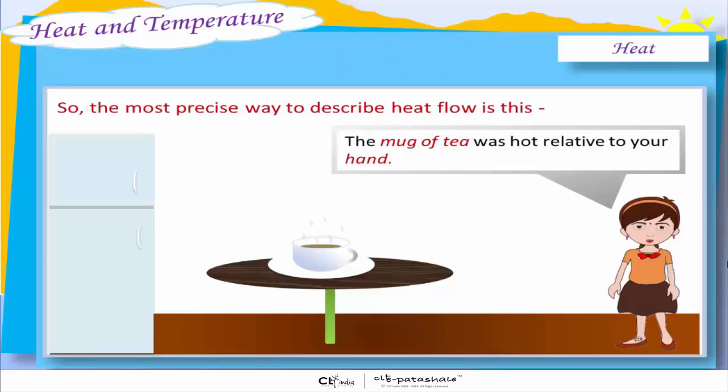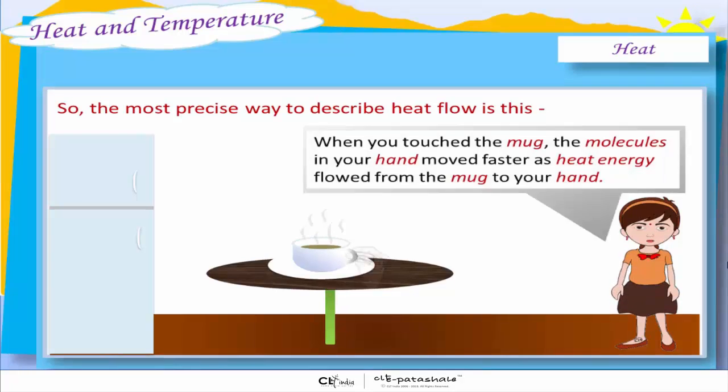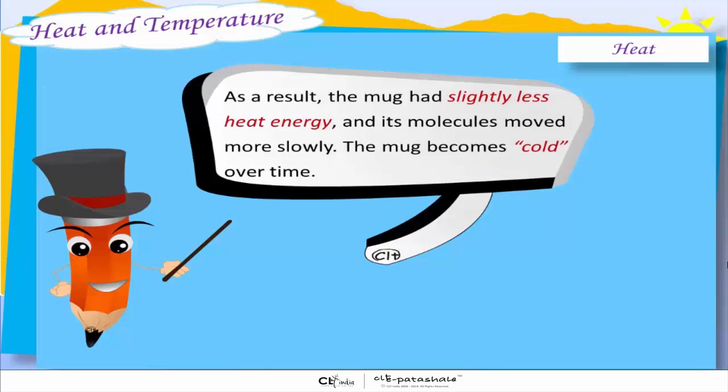So the most precise way to describe heat flow is this. The mug of tea was hot relative to your hand. When you touched the mug, the molecules in your hand moved faster as heat energy flowed from the mug to your hand. As a result, the mug had slightly less heat energy and its molecules moved more slowly. The mug becomes cold over time.